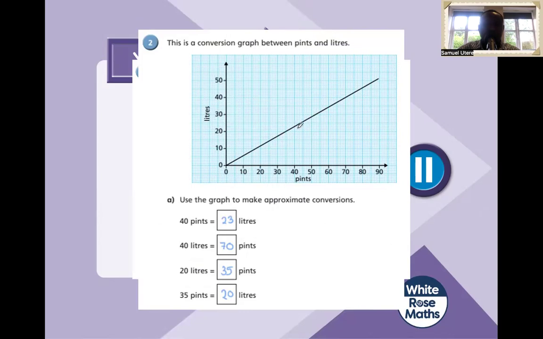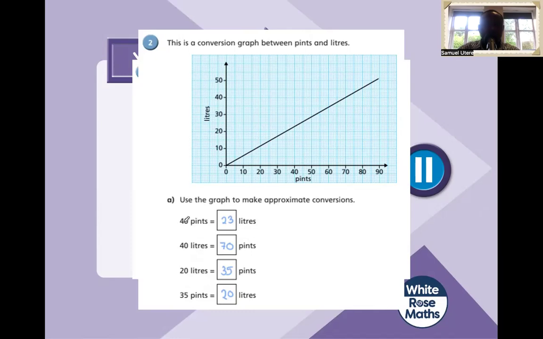So you can see, reading from the graph, you go from 40, it touches the graph, and you produce a horizontal line from the graph to meet the vertical axis, and that is 23. And you do the same to convert from liters to pints. So you have that one to convert from pints to liters. You can see that that is 40.